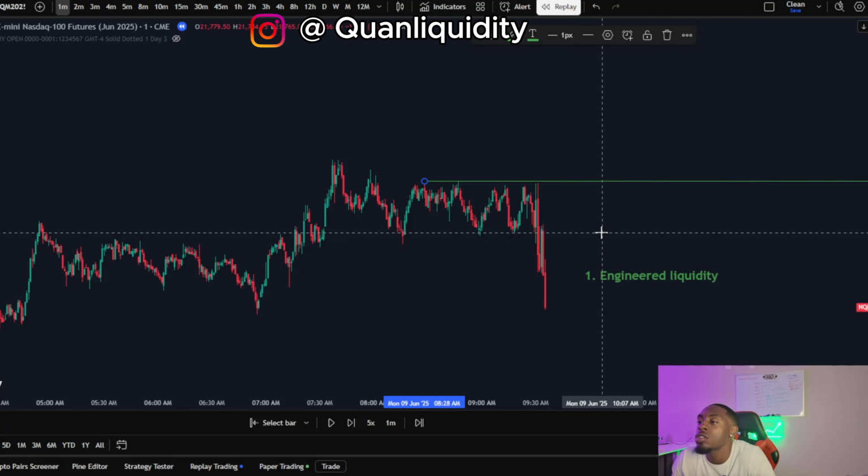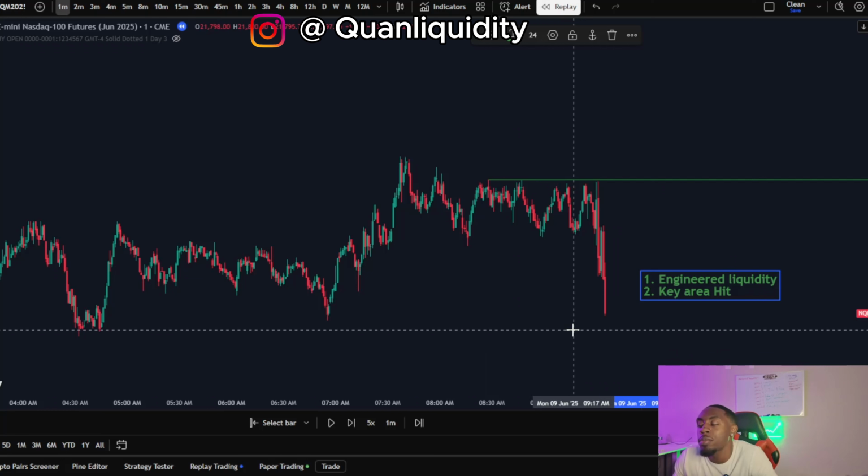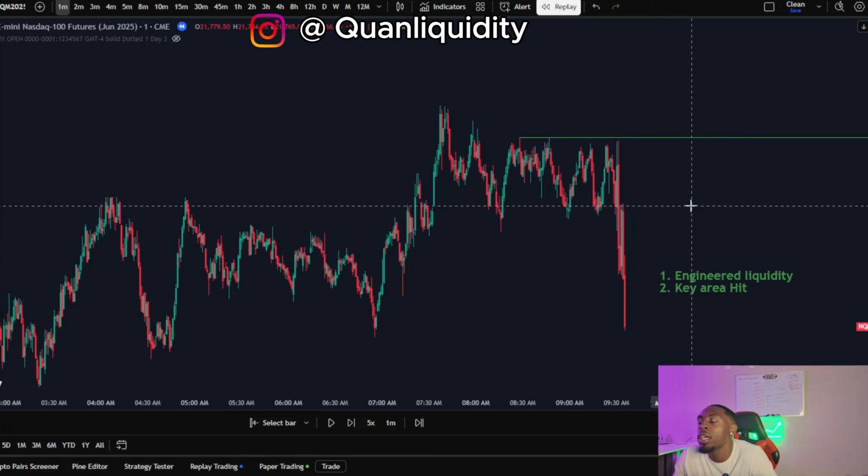So now that we have our target in mind, we need to get into the next step of what the ATM model is. The next thing that you want to look for is some sort of key area hit. Now, when it comes to some sort of key area, you preferably want to look for some sort of higher time frame liquidity or a higher time frame gap.